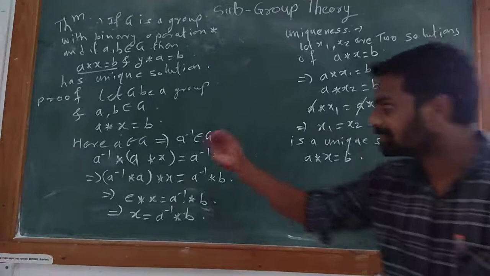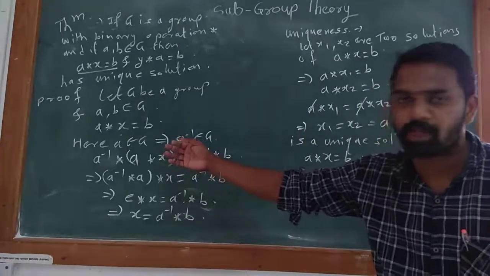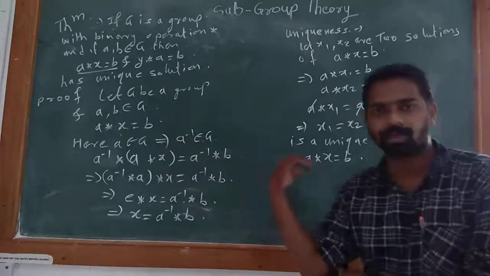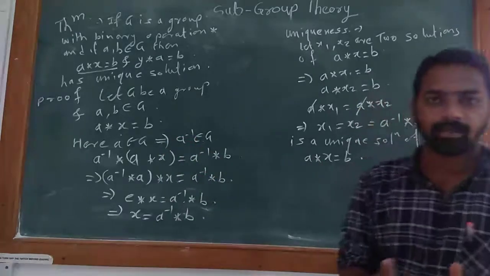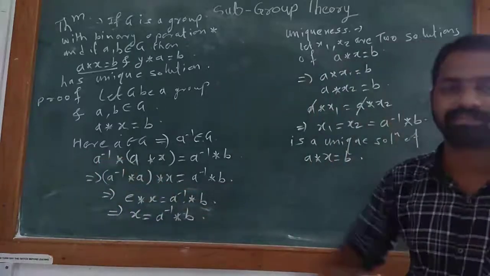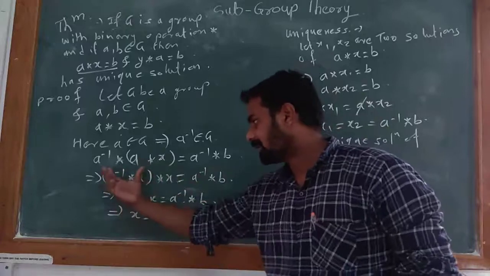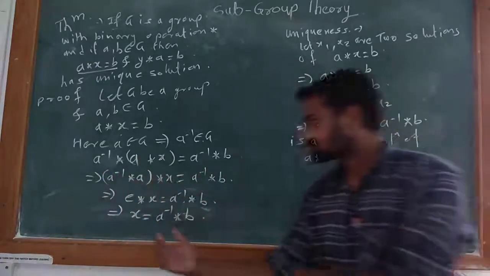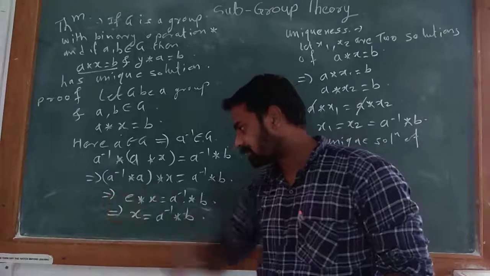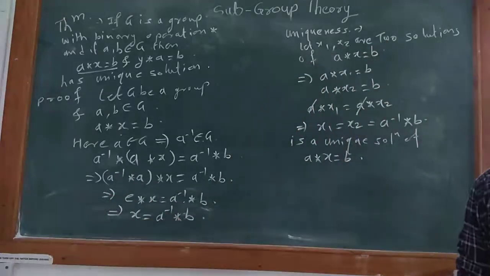A belongs to G implies A inverse also belongs to G. By pre-multiplying by A inverse we get A inverse star A star x is equal to A inverse star B. By associativity we get A inverse star A combined, but A inverse star A is equal to identity. Therefore, we get x is equal to A inverse star B.